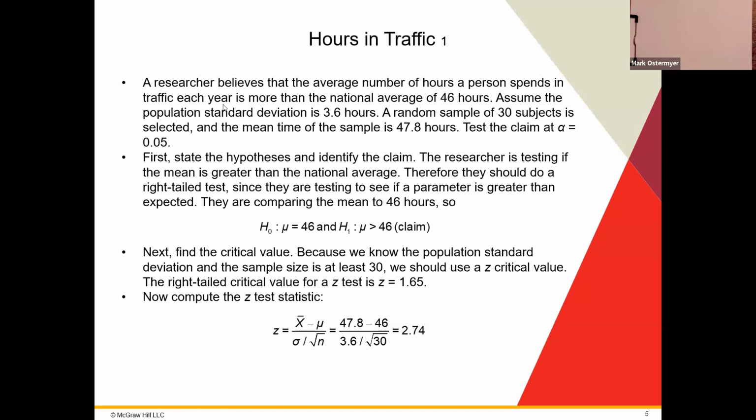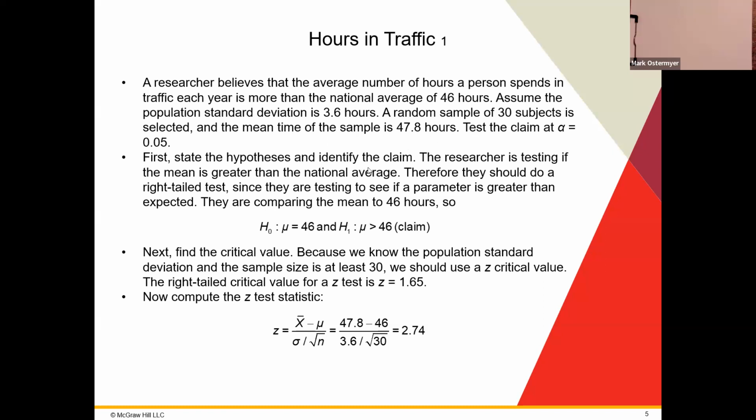Like you're caught in some sort of a tie-up for maybe 30 minutes. They jot that down for the year. You were caught in a traffic tie-up for 30 minutes on a given day. And they keep track of all the time throughout the year that you experienced such a thing. Anyways, this researcher believes that the average number of hours spent in a traffic tie-up during the year exceeds the national average of 46 hours. Assume the population standard deviation is 3.6 hours. Suppose that we randomly sample 30 subjects and we find that the mean time these 30 subjects spent in traffic tie-ups is 47.8 hours.